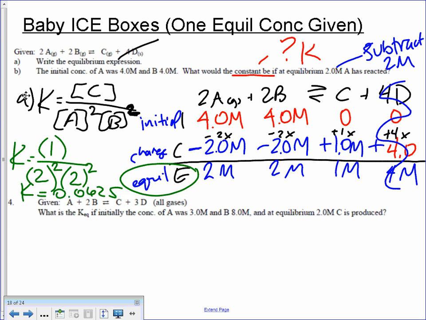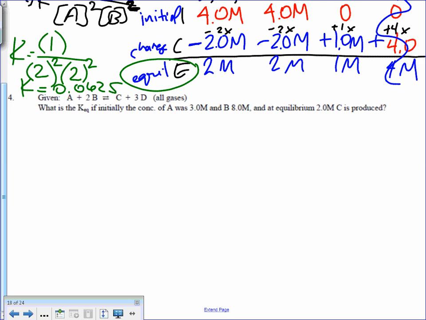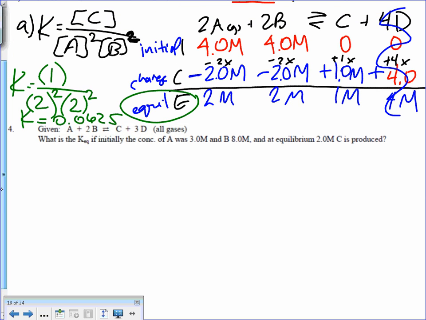All right, so can you guys start number 4, which is right below number 3? I would set it up eerily the same.